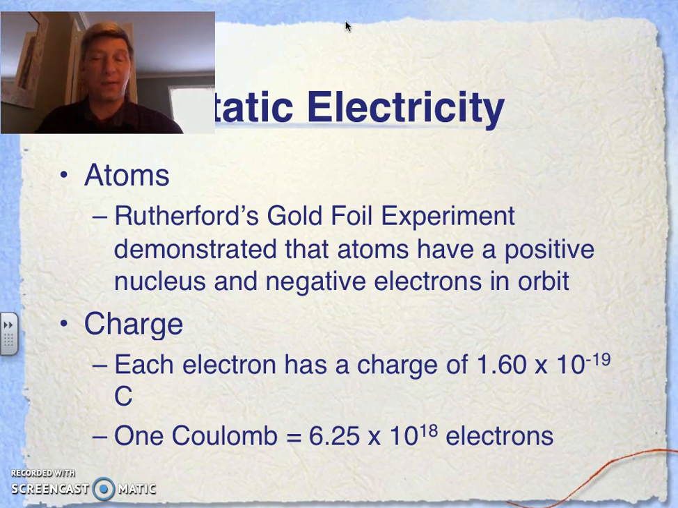If it's a positive charge, it's the charge on a proton. If it's a negative charge, it's the charge on an electron. Okay, but 1 coulomb is the charge of 6.25 times 10 to the 18th electrons all put together.